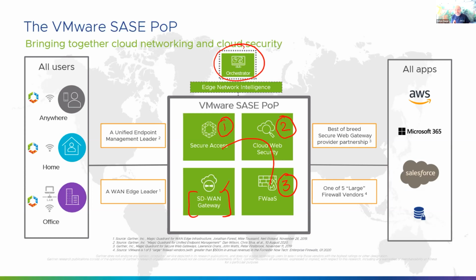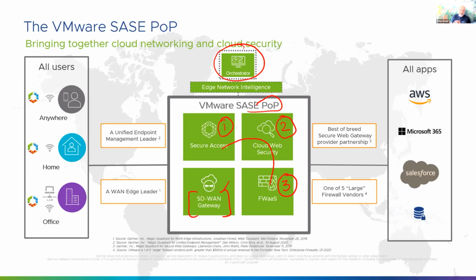You can have control of your networking and security. And all these services, networking and security, like I mentioned, are provided in a single stack, which is the point of presence. So all that is in the cloud, using the global presence of the VMware SASE POP.